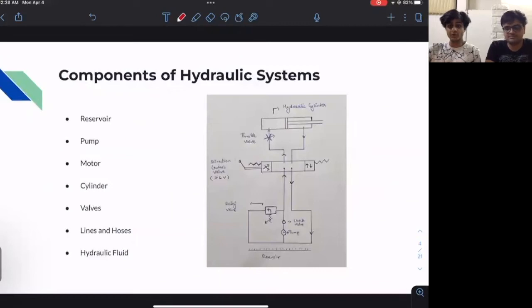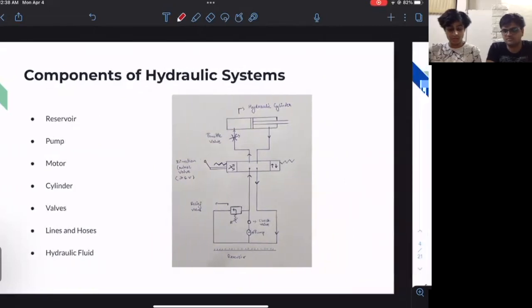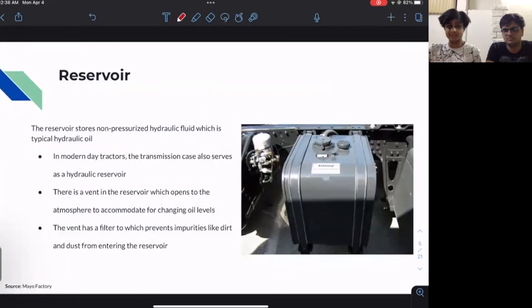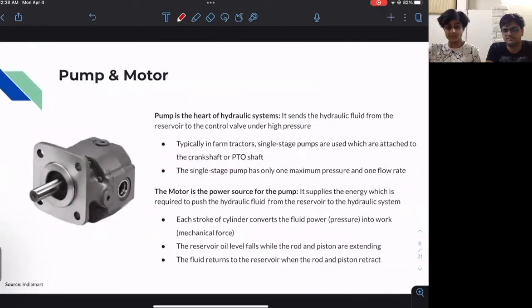Now we'll be talking about the components of a hydraulic system. The major ones are the reservoir, the pump and motor, cylinder, valves, lines and hoses, as well as the hydraulic fluid. The first one, the reservoir, is a place wherein the non-pressurized hydraulic fluid, which is typically hydraulic oil in the case of a tractor, is stored. From this reservoir, you need to push the hydraulic fluid so that the eventual cylinder can move. For that, the pump takes the oil from the reservoir to the control valve, and it is done under high pressure.